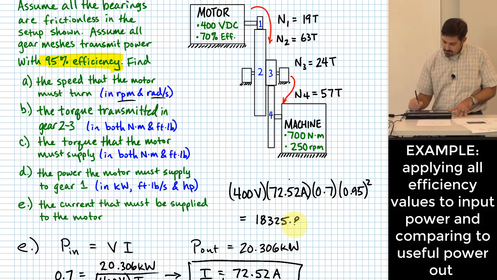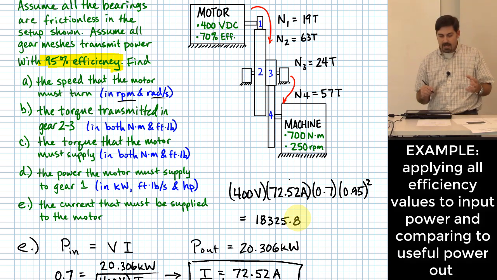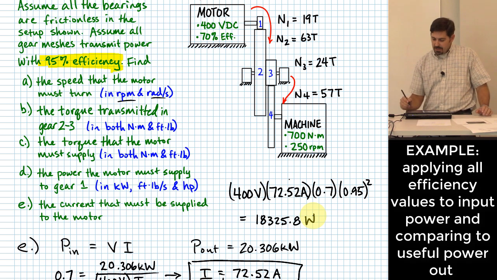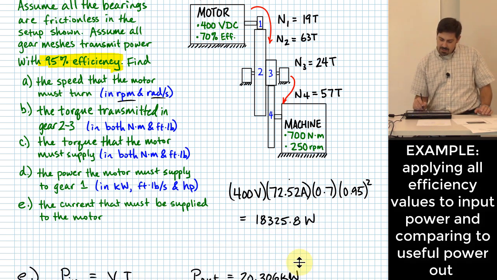18,325.804. Okay? And what would the units be on that? 18,325.8 watts. Okay? So that's one interesting value. What we're doing there is we're saying, what would happen if we just applied those efficiencies directly on there? What do you think it might be equal to?